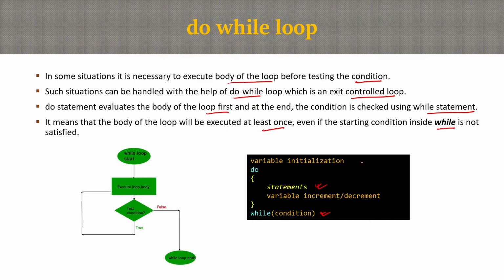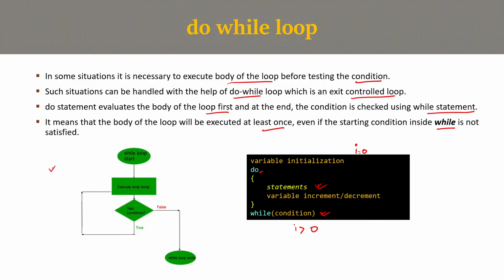Say, for example, the value of i is set to 0. Initially we have declared a variable i and it is set to 0. In our condition we are checking if i is greater than 0. So this is our condition. Since i is equal to 0, this condition will not be satisfied, right? But the do while will execute the statements even if this condition is not satisfied. That is why this is known as an exit control loop. That is, the statements are executed before the condition.